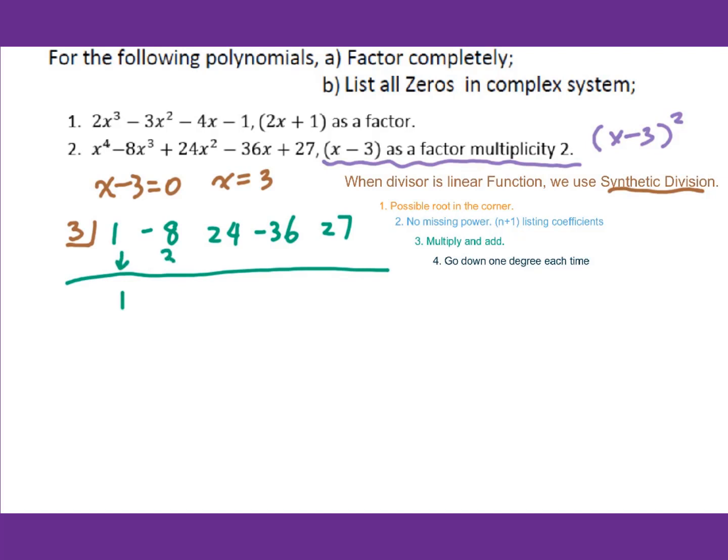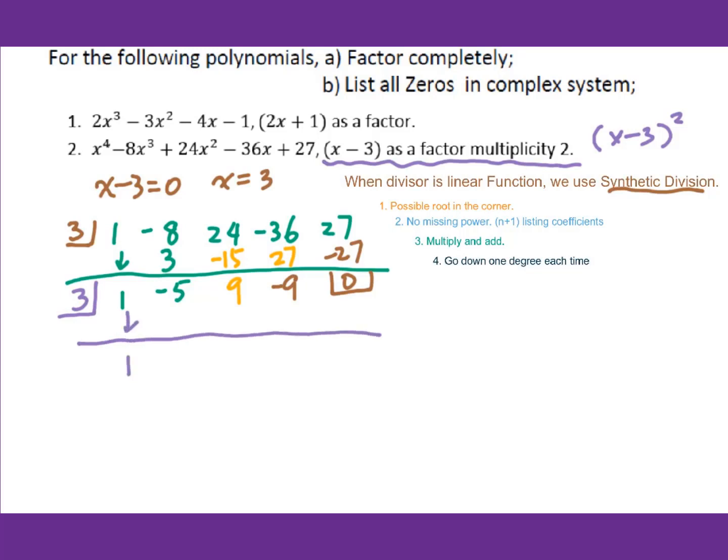Bring down 1, 3, negative 5, negative 15, 9, 27, negative 9, negative 27, we get 0. We have to do this twice. So we get 1, 3, negative 2, negative 6, 3, 9, and get 0. Then check the leading term. This is x to the fourth. Since we did synthetic division twice, we get x squared, here's x, then plus 3.